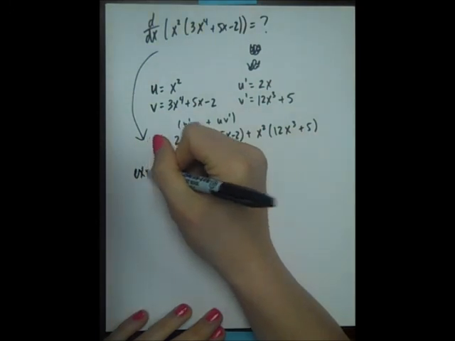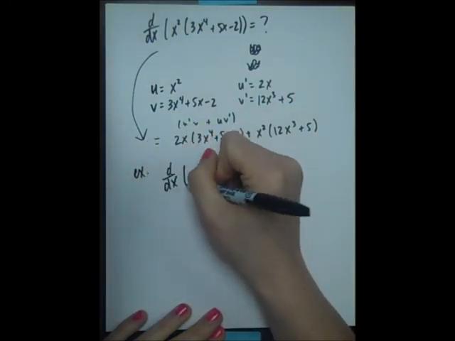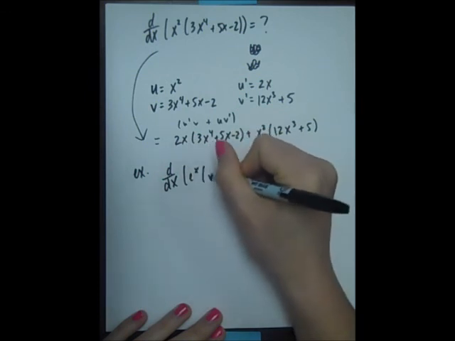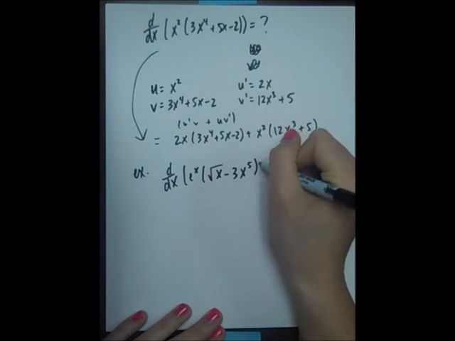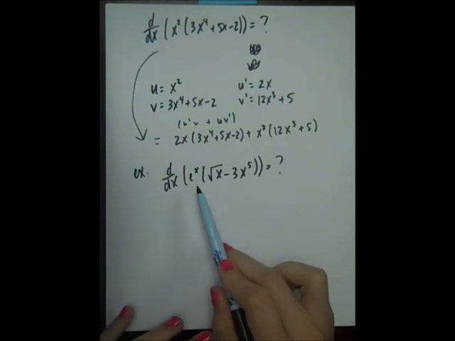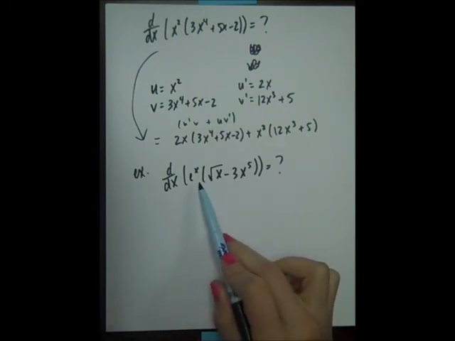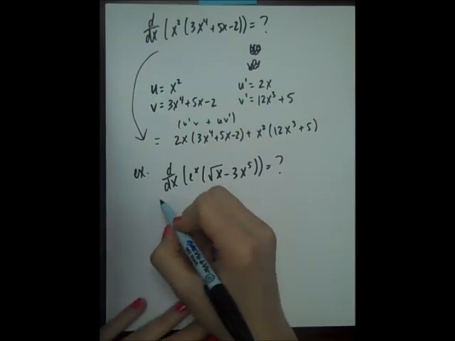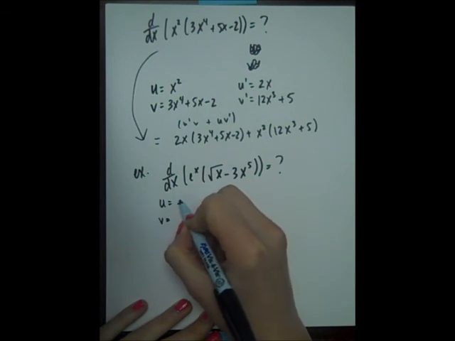Let's do another example. Let's say I want to find the derivative of e to the x times square root of x minus 3x to the 5th. So say the function out loud. It's e to the x times square root of x minus 3x to the fifth. As soon as you hear the word times, that means it's a product. So I'm going to let u be my first function, v be the second.